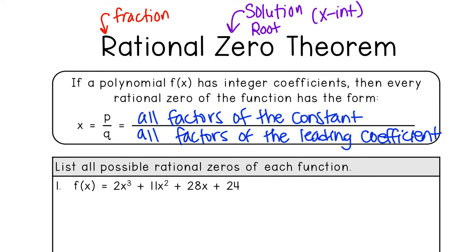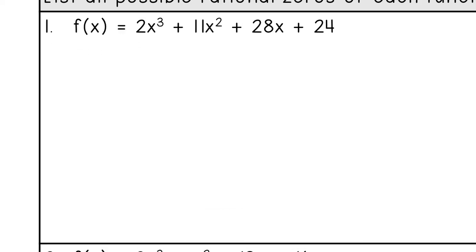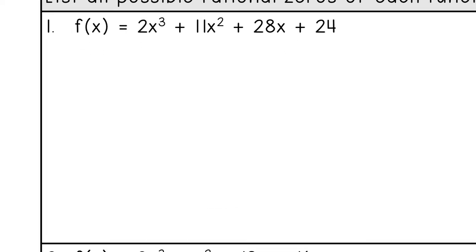So the reason why we use this is because sometimes we'll have polynomials that we don't know how to factor. But that doesn't mean that it doesn't have actual factors. It just means that we are having trouble getting started. So, for example, let's look at that very first one. It says to list all possible rational zeros of each function. So at first, we're not going to do all possible. We'll just try to find any zeros of that.